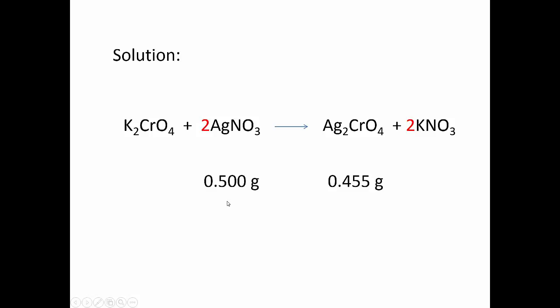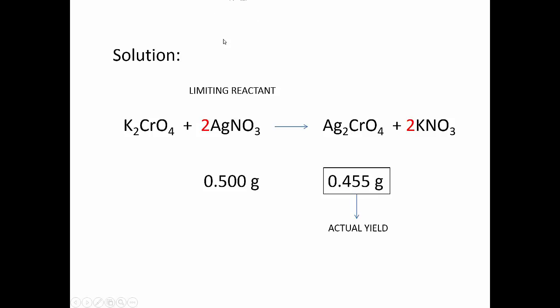Based on the problem, there is 0.500 gram silver nitrate, which produced 0.455 gram of silver chromate. 0.455 gram is our actual yield, and silver nitrate here is our limiting reactant. We have already discussed how to identify limiting reactants last time. As a review, limiting reactant is a reactant that gets used up first during the reaction and determines how much of the products are made.